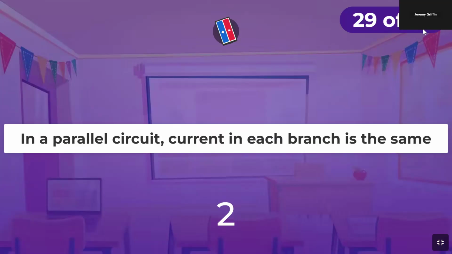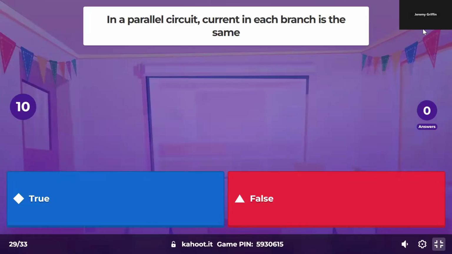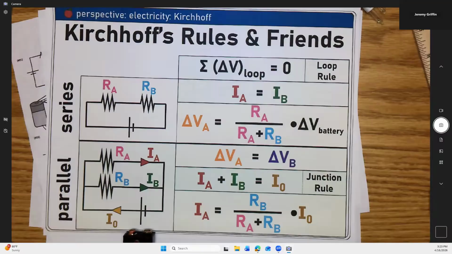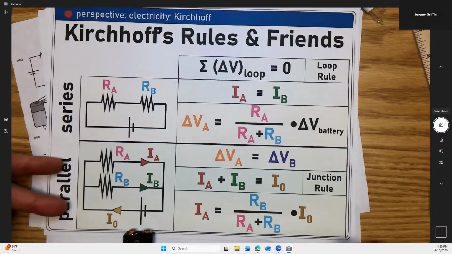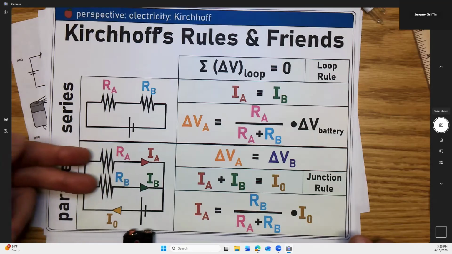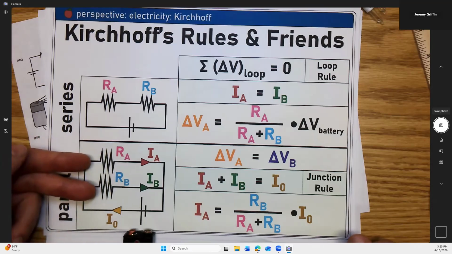In a parallel circuit, current in each branch is the same. In parallel? False. Let's go back to this. Here's a basic parallel circuit. There is something that's the same across both of these resistors. What has to be the same? Not the current. Voltage.